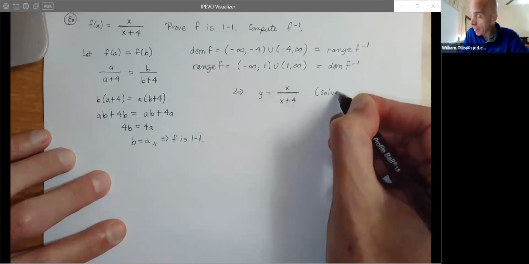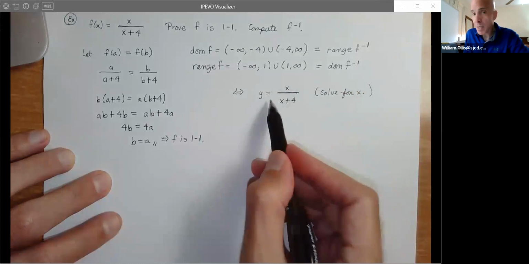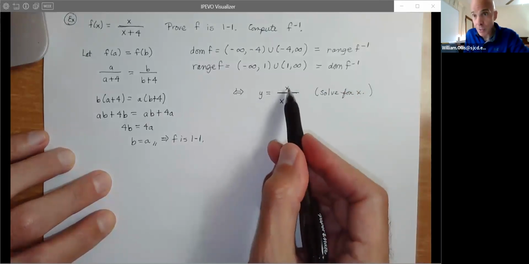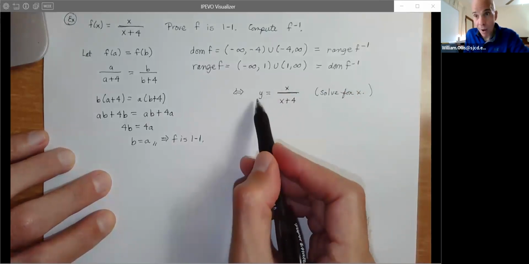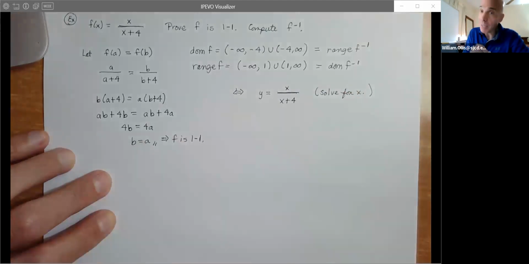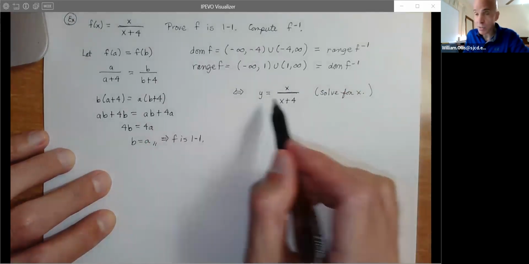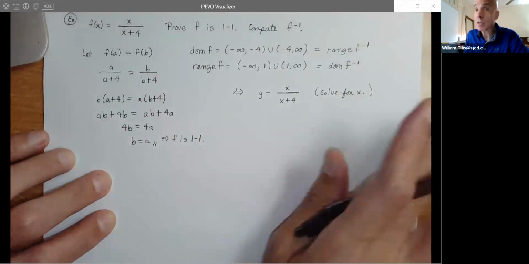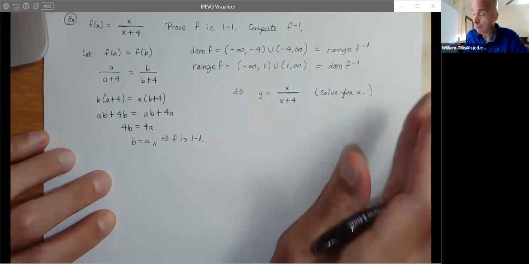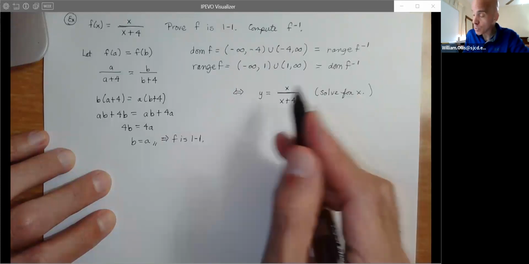Solve for x. So this says input an x and output a y. But in the reverse path, we need to input a y and output an x to go in the opposite direction. So that's what we need to do first. Do not switch the letters. Some of you know that. Unlearn that. That is not how you do it. We want the reverse path where we actually solve for x. So that's the first thing.